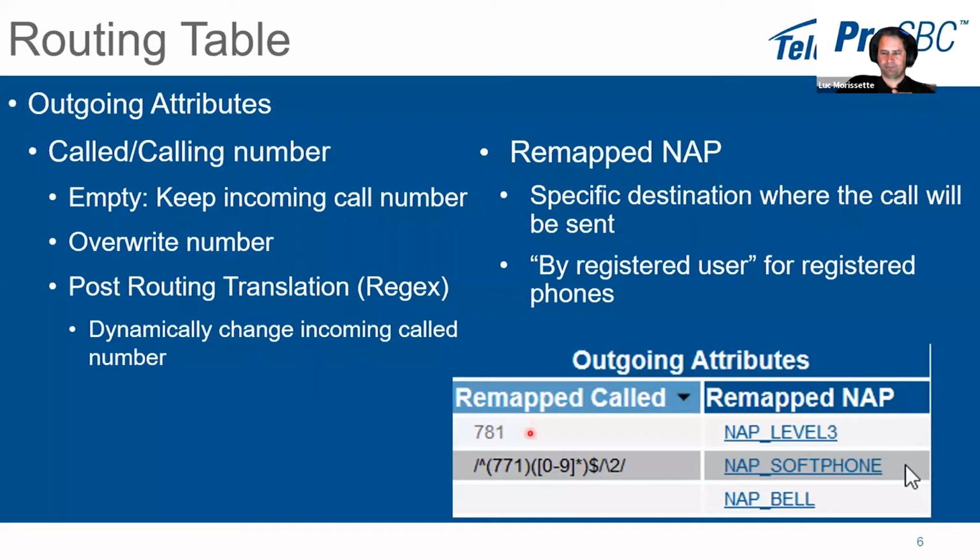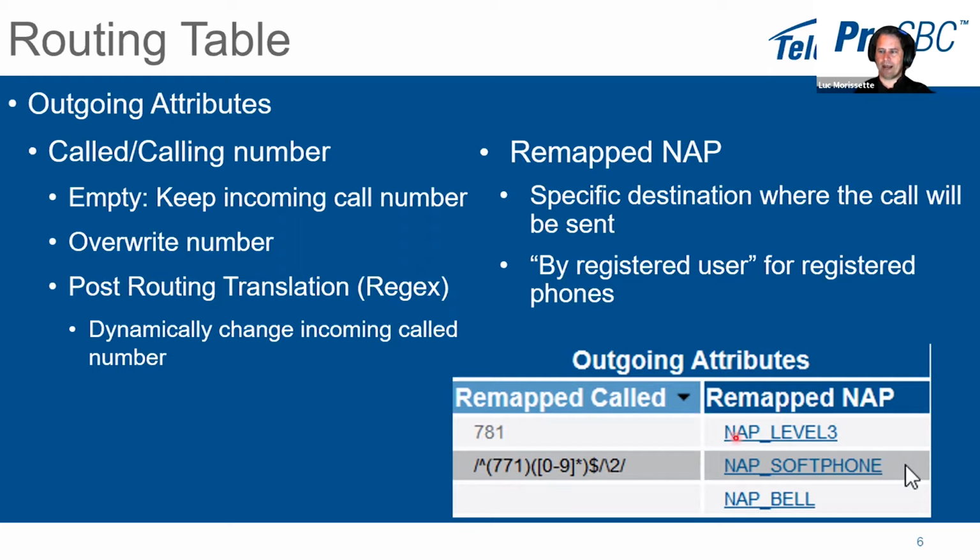The third possibility is to have a post-routing translation, another regex here. You need to do something like this, and for example, this means remove the 771 prefix. All right, so this is a common application of prefix routing.